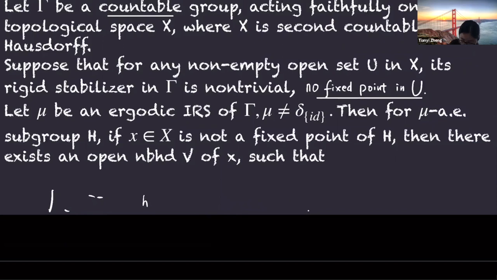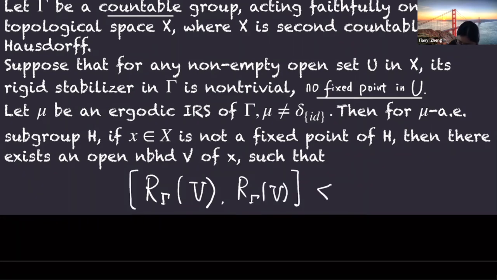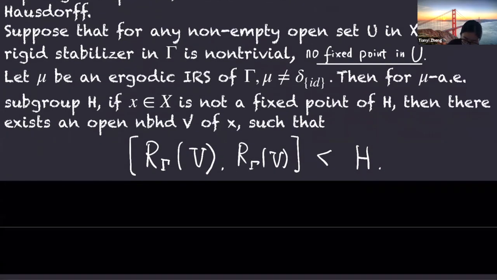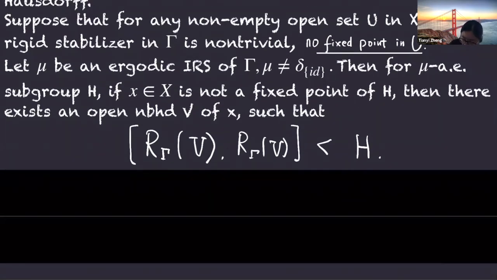So take any ergodic IRS of gamma that is not trivial. Then for almost every subgroup H sampled according to the IRS, if you look at a point that is not fixed by H, then you can find a non-empty open neighborhood V of X such that the derived subgroup of the rigid stabilizer of this neighborhood is contained in H. So it looks almost the same as the classical statement, except that here the key difference is that for an IRS, it can select fixed point sets.